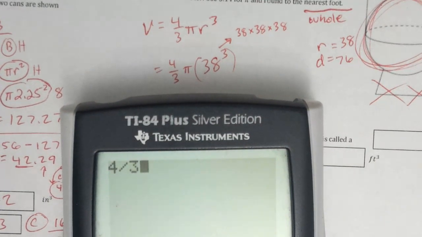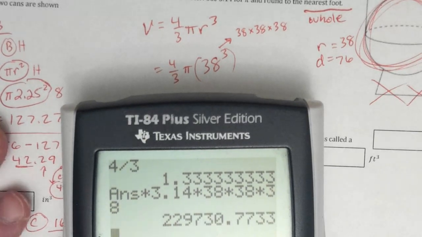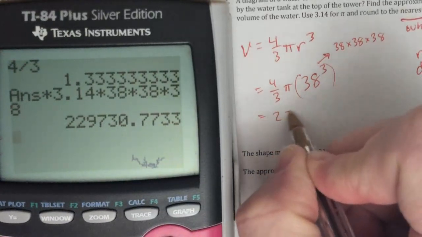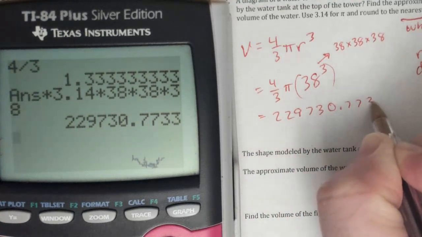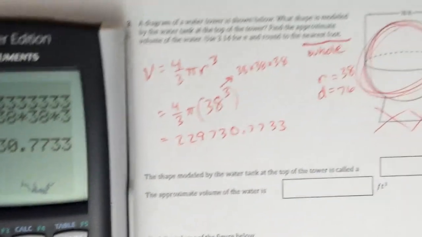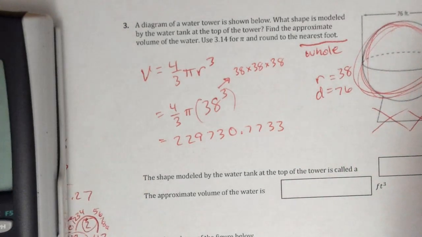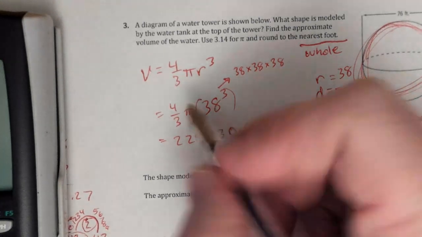so 4 divided by 3 equals times 3.14 times 38 times 38 times 38. And we pop out with this number right here. So I'll go ahead and write that down. So we have 229,730.7733. And they said round to nearest foot. So that is whole number. Okay, so that right there.